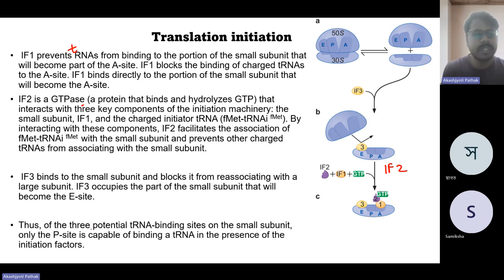Okay, thus of the three potential tRNA binding sites on the small subunit, only the P site is capable of binding a tRNA in the presence of the initiation factors. So these initiation factors prevent the initiator tRNA from binding to the other sites and facilitate binding of the initiator tRNA to only the P site. Always remember that the first amino acid, or the first charged tRNA, will always be recruited at the P site and not the A site.